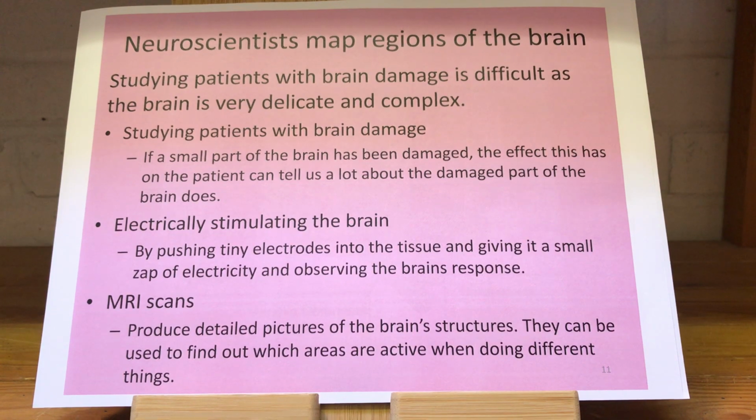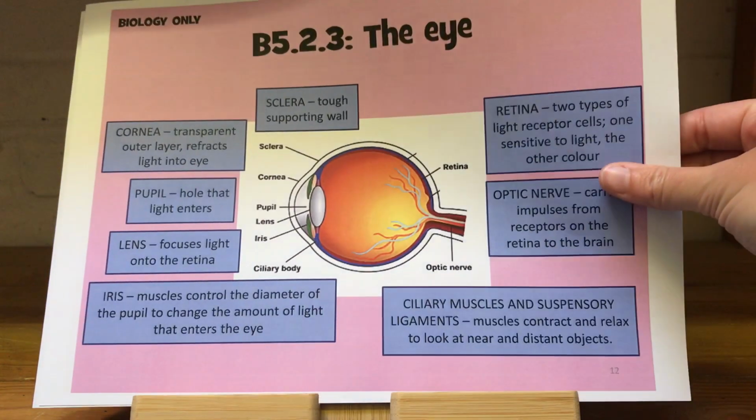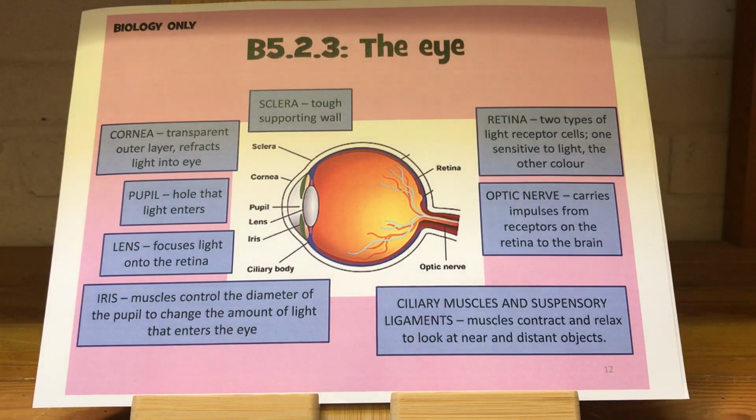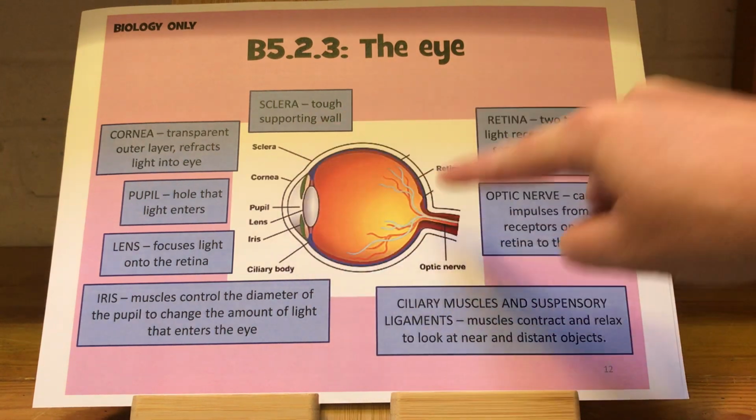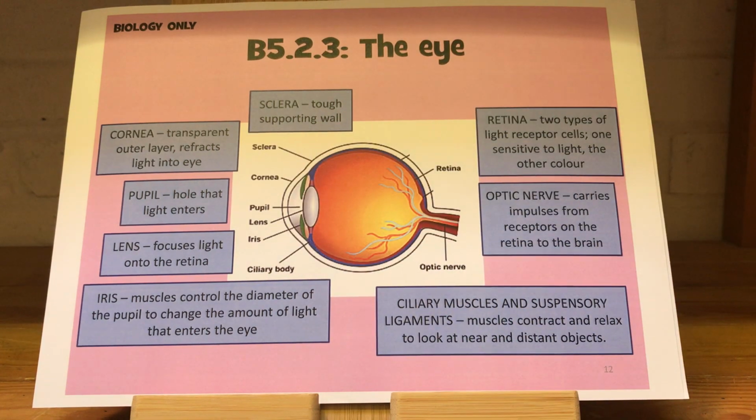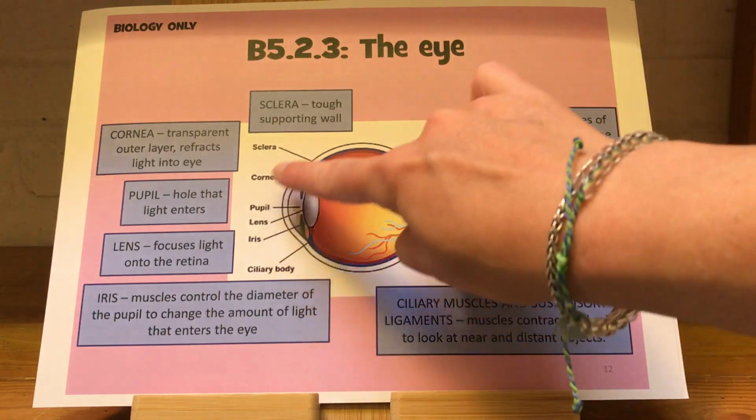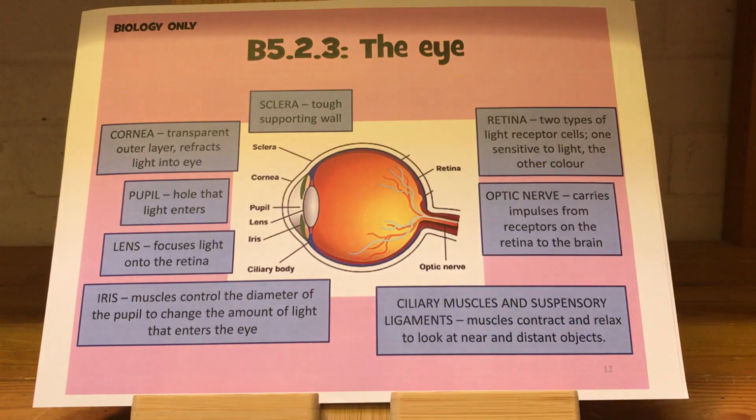Moving on to the eye. Again, course content tells us that we have to identify some specific parts of the eye on a picture. So we've got this outer surface, which is really tough. If you saw the eye dissection, you'll know that it's really difficult to cut into. That's called the sclera. The front section of that, covering the lens and the pupil there, is the cornea.